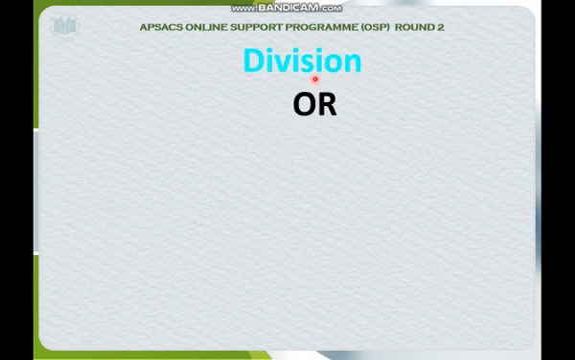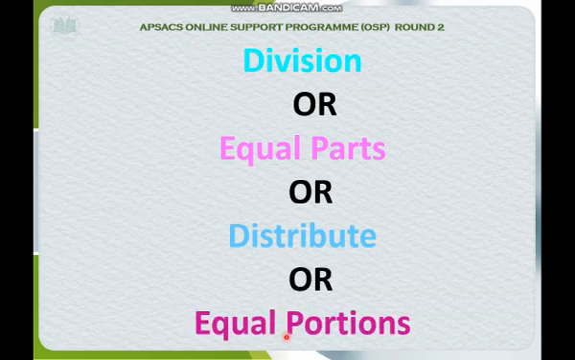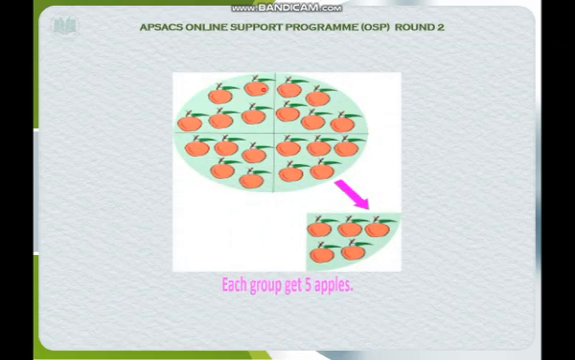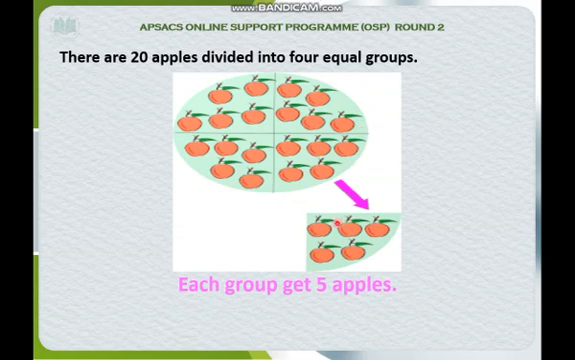Like addition and subtraction, there are some keywords for division as well. You can say equal parts, or to distribute, or equal portions. So students, there are 20 apples divided into 4 equal groups. So how many apples in each group? Yes, each group gets 5 apples.